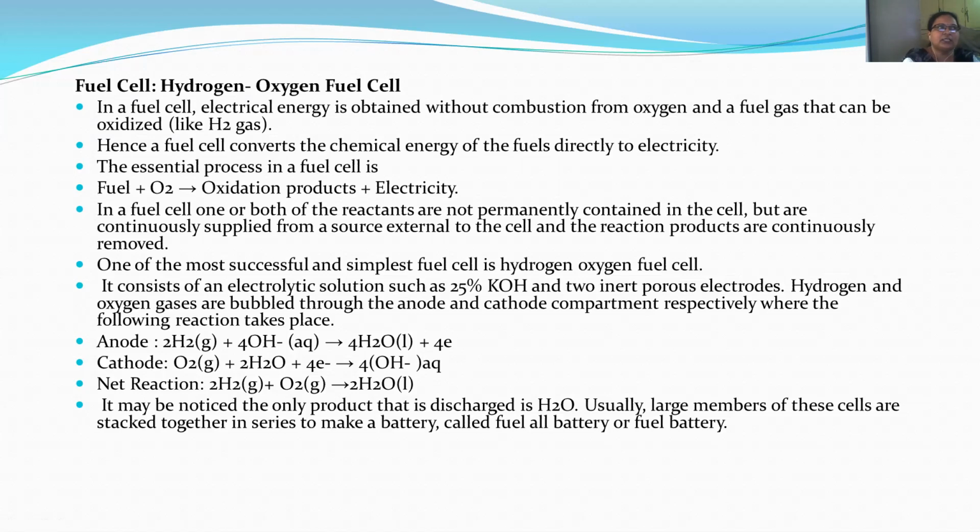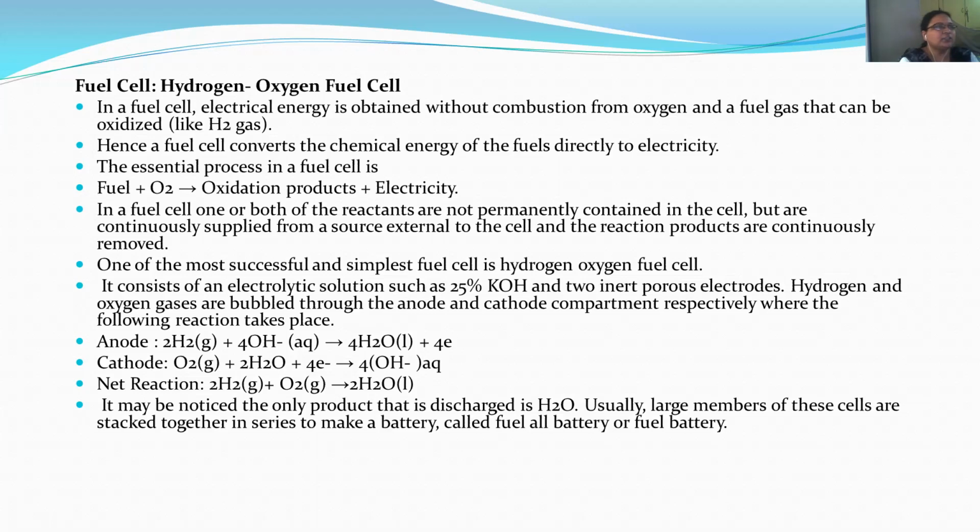So the fuel cell converts the chemical energy of fuels directly into electricity. It does not store any chemical energy. Whenever fuel is supplied, it starts working. So it is instantaneous. So the essential process in a fuel cell is fuel plus oxygen giving rise to oxidation products plus electricity.